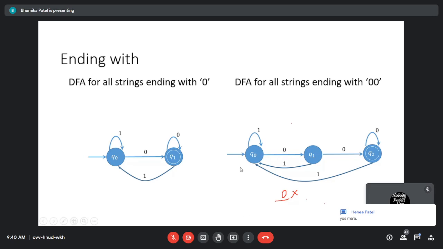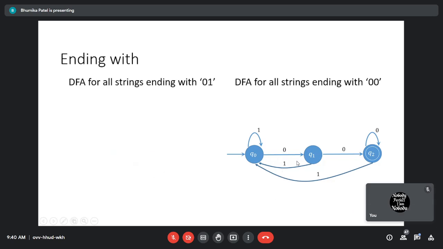Good. Okay, let's take one more example. Now, instead of 0 0, I am just changing it to 0 1. I have changed only one symbol, so the pattern is 0 and 1. Clear?